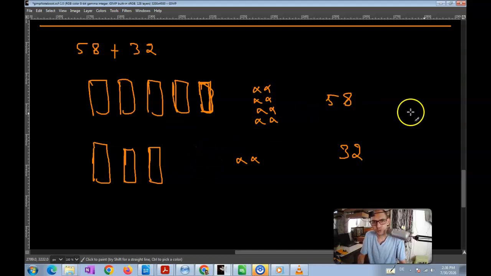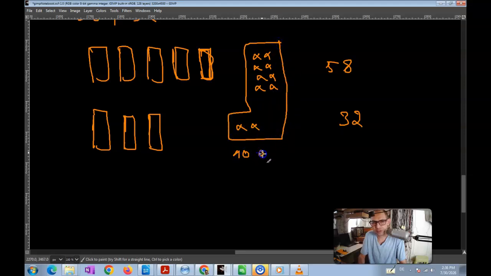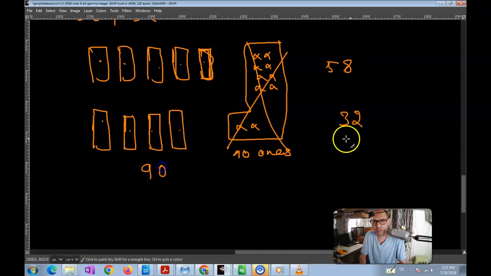So what I do, as we did before, is put all of these together. That means 8 ones and 2 ones would be 10 ones. So this whole thing over here becomes 10 ones, and instead of 10 ones, I will just use 1 group of 10, and I will get rid of this. So now I can put all of these groups of 10 together. So now 1, 2, 3, 4, 5, 6, 7, 8, 9. So that's a 90, right?